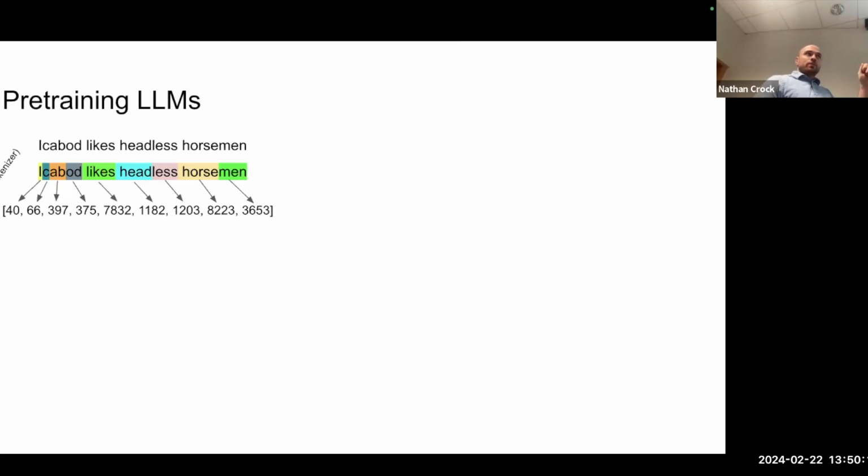Okay, now we stopped here before, but what happens next? What happens next is that each of these numbers corresponds to a row in an embedding matrix. What that means is that every token inside the model is represented by a single high dimensional vector. So some point in really high dimensional space is how these models think about these tokens.